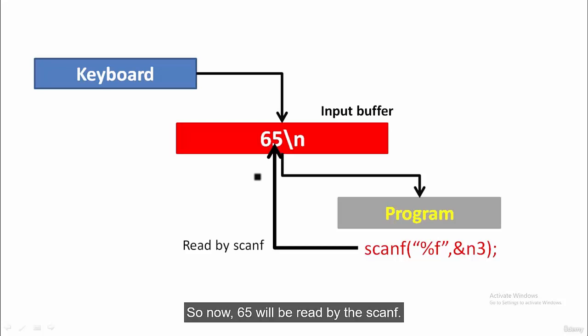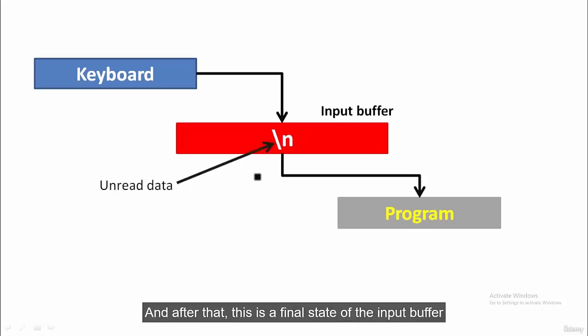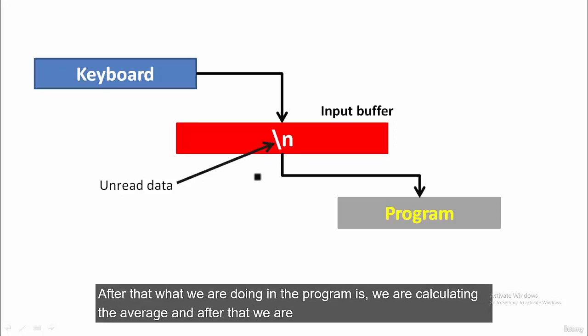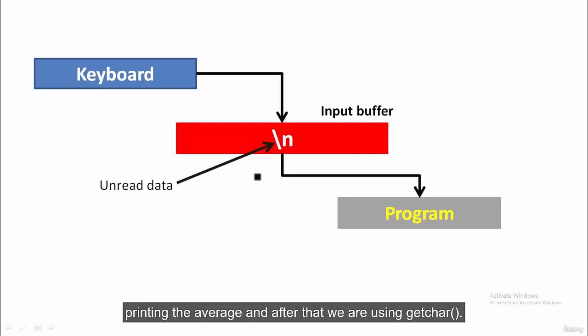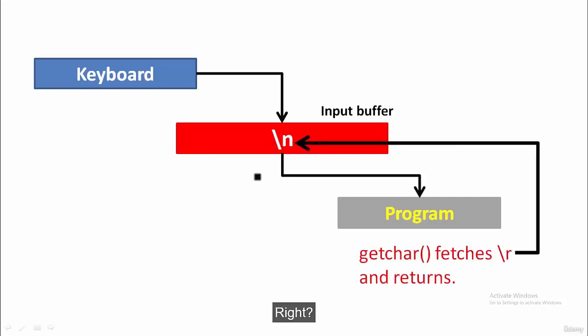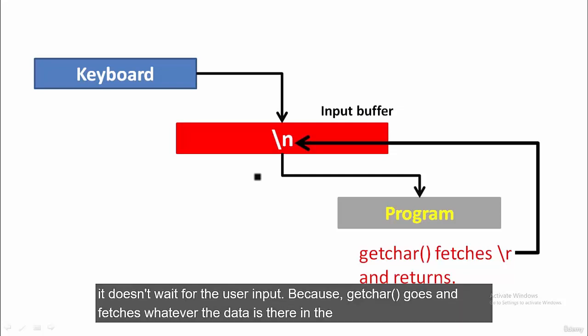Now 65 will be read by scanf, right? After that, this is the final state of the input buffer after three scanfs in the program. That is the data which is still there in the input buffer, isn't it? After that, what we are doing in the program is calculating the average, printing the average, and after that we are using getChar, right? This time getChar doesn't wait for the user input because getChar goes and fetches whatever data is there in the input buffer.